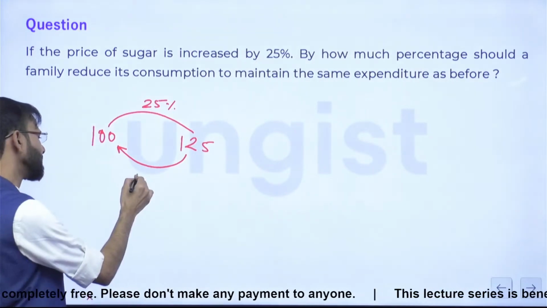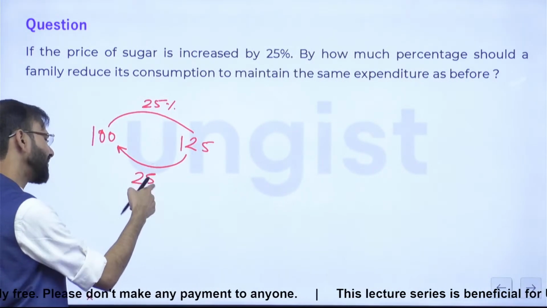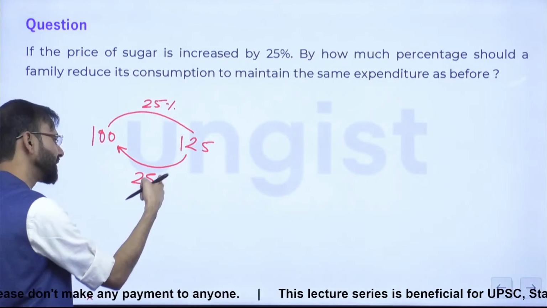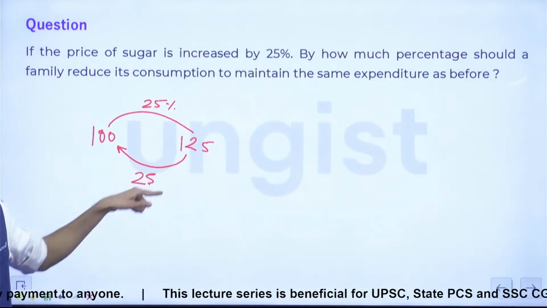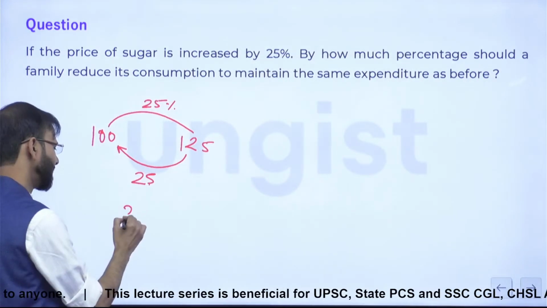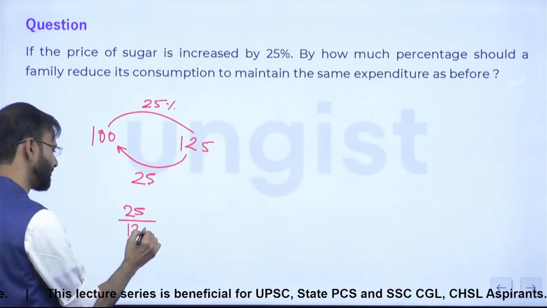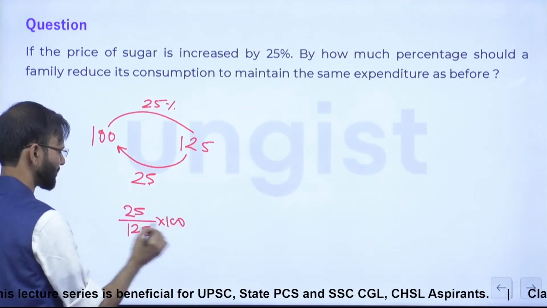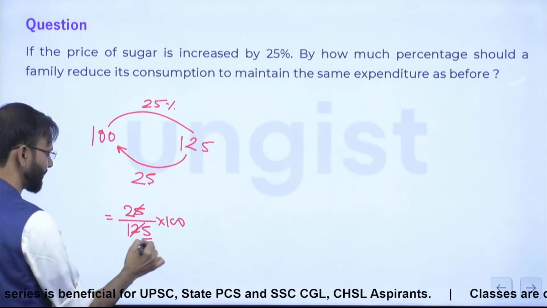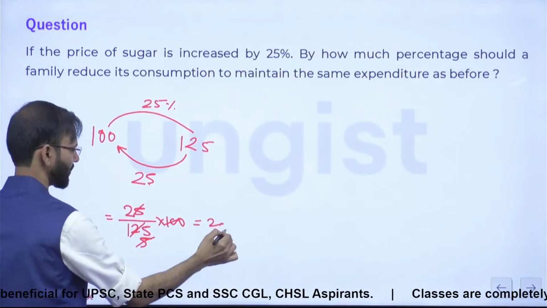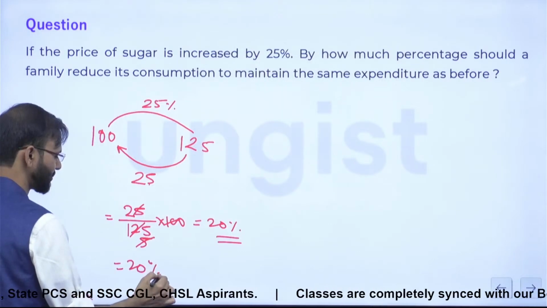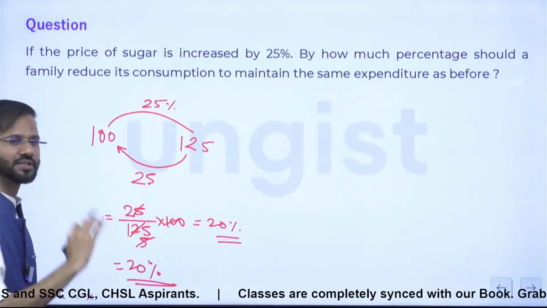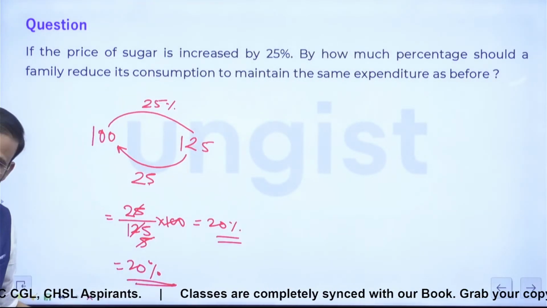So 125 is reduced by 25. Now we have to calculate 25 is what percentage of 125, guys? So this is 1/5. 1/5 means 20%. Guys, it is clear. So the answer is the family should reduce the consumption by 20% to maintain the same expenditure.